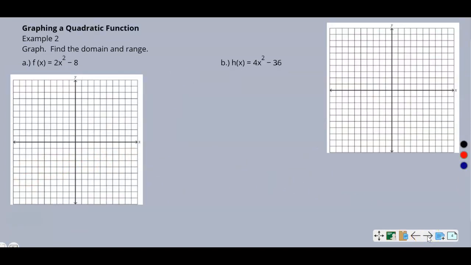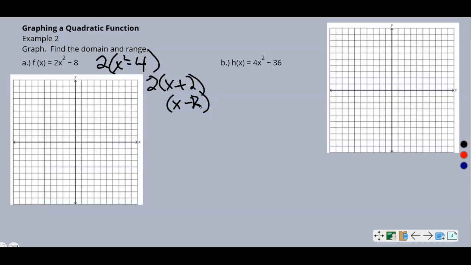All right, example 2, graph, find the domain and range. Okay, so the same question. Looks a little different. It's not in factored form, but hopefully when you look at this, you see that 2 and 8 are both multiples of 2, and you can quickly put this in factored form. So I'm going to say 2 times x squared minus 4. Remember that x squared minus 4 is a perfect square minus a perfect square, so this is called a difference of squares. So I'm going to have 2 times x plus 2 and x minus 2.